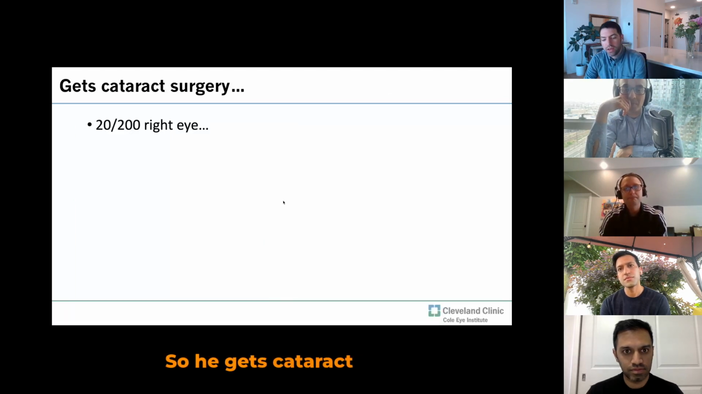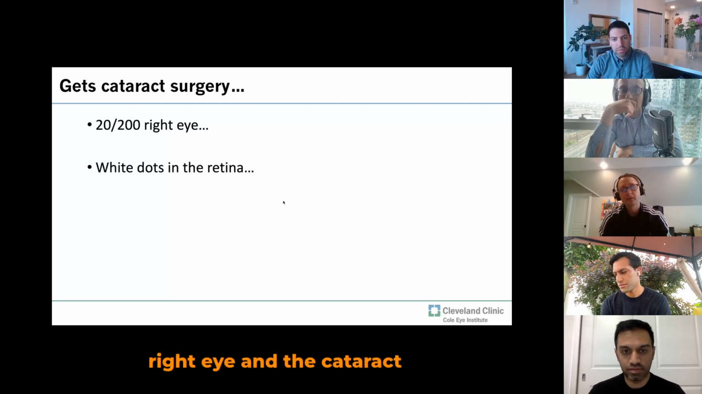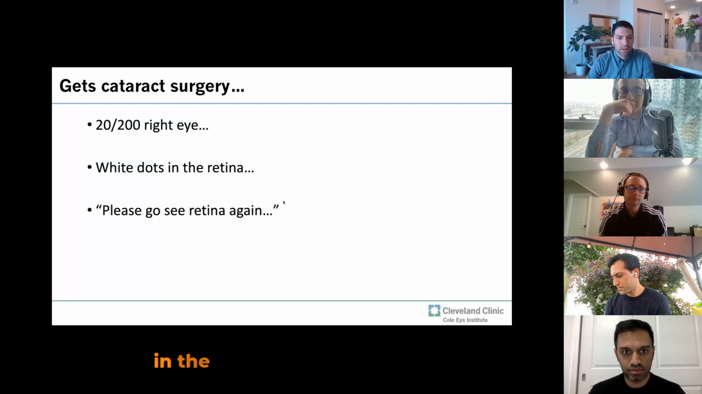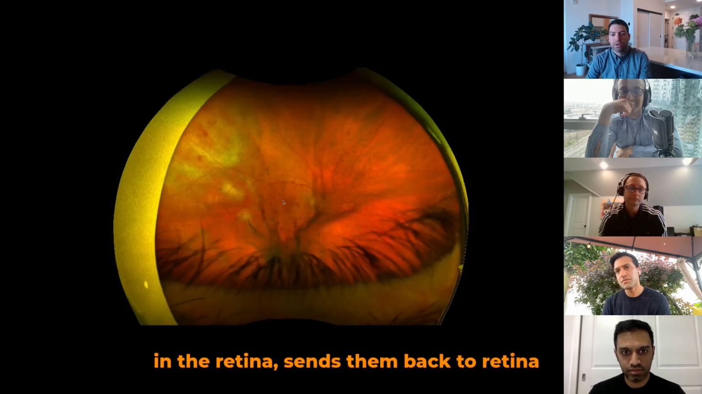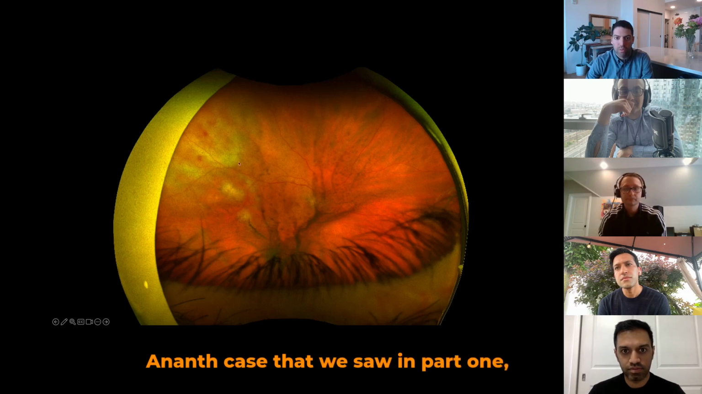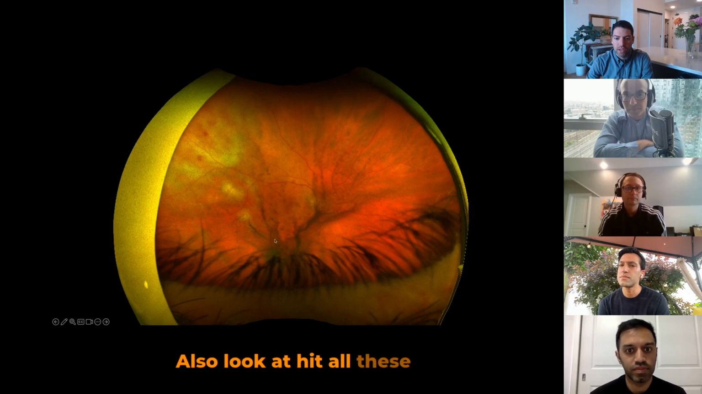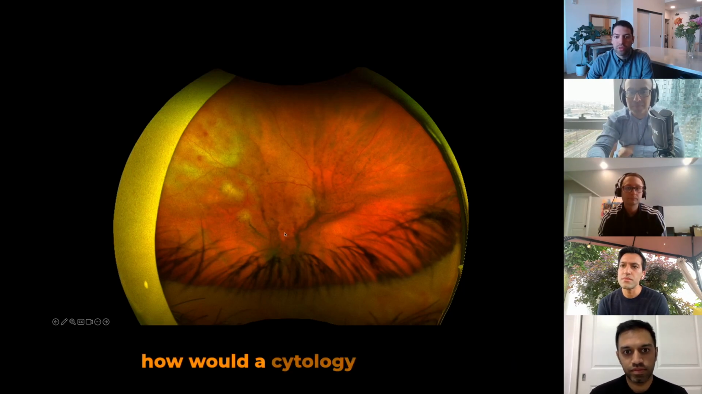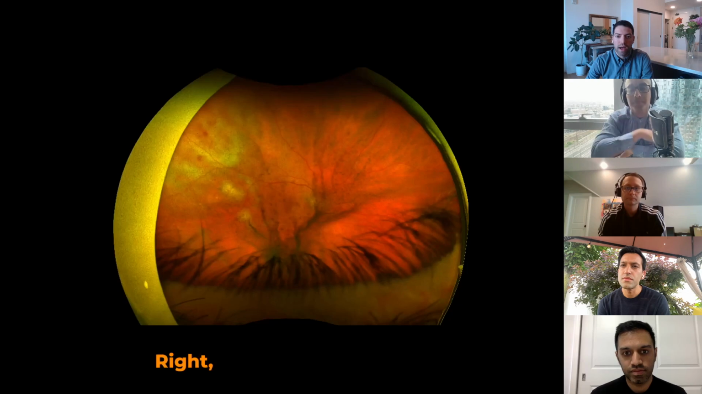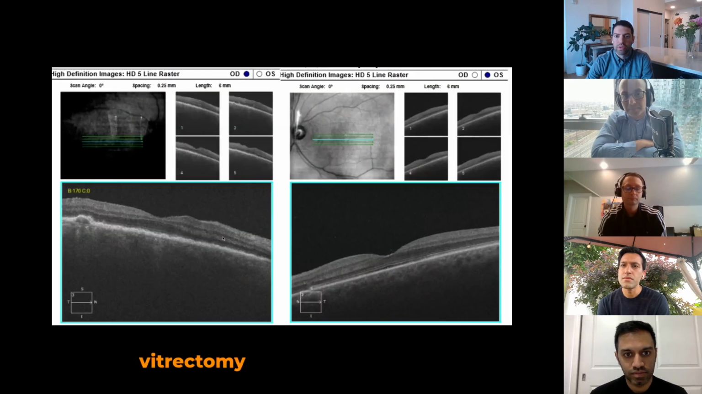So he gets cataract surgery, and after cataract surgery, he drops to 20/200 in the right eye, and the cataract surgeon looks in the back, sees that there are white dots in the retina, sends him back to retina, and here's how the patient looked. Really important here to see, unlike Ananth's case that we saw in part 1, the lesions are more in the periphery. They're sparing the fovea. Also, look at all these juicy cells. I mean, how would a cytology be negative here, or a flow cytometry? Right? So we decided in this case not to go for the lesions, just go for a vitrectomy.